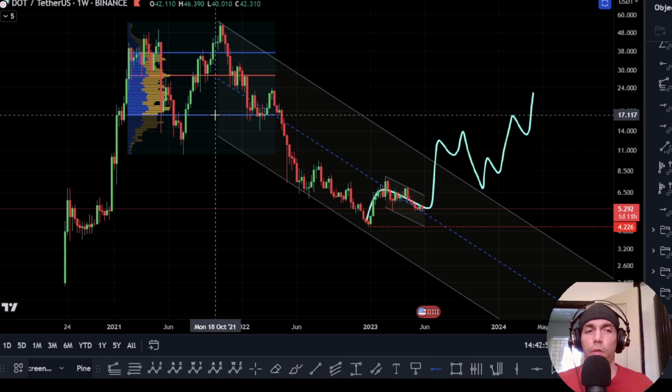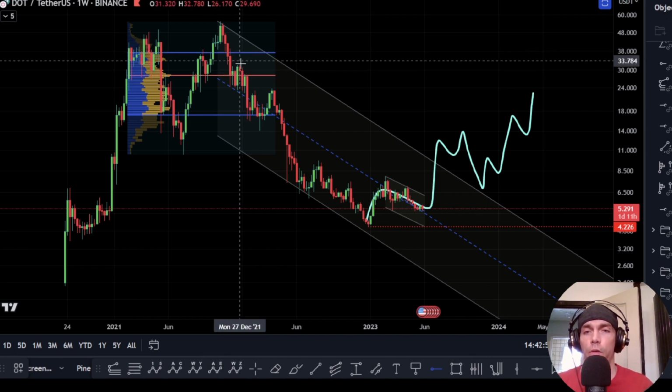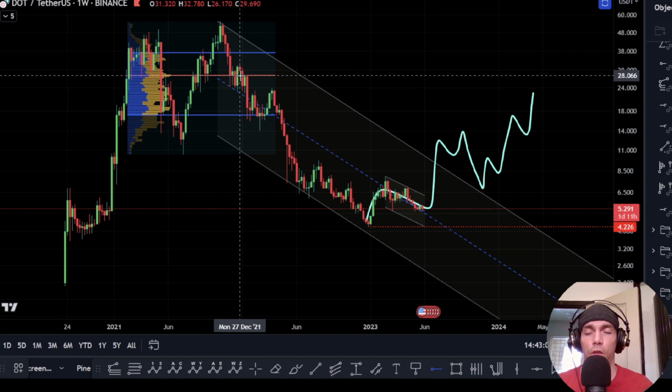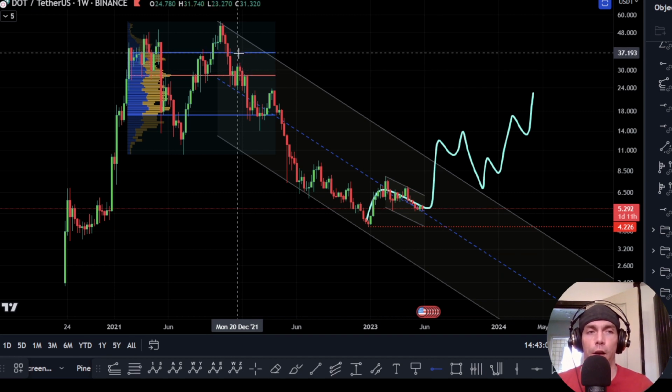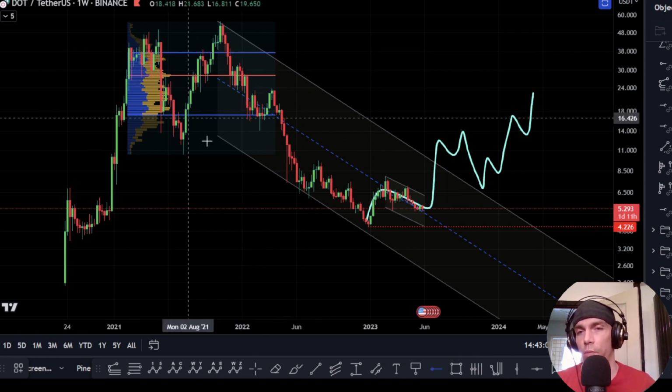So we have this $17.11 as this value area low. We have this value area high here of this 28.06, and this point of control at this 28.06, and this value area high sitting here towards this zone of this 39.19. So if we do move up into this area, this could be a potential rejection.